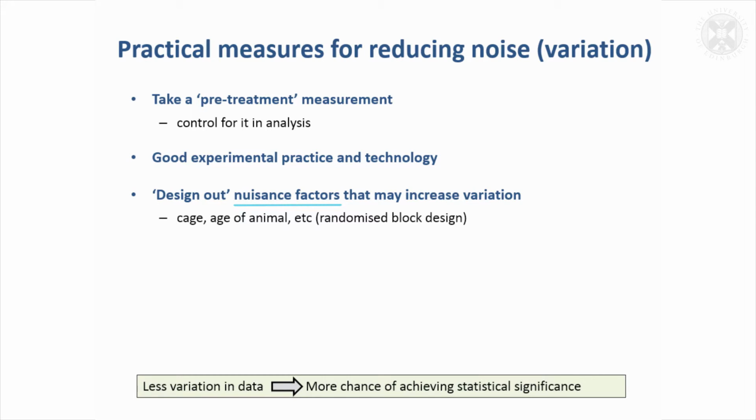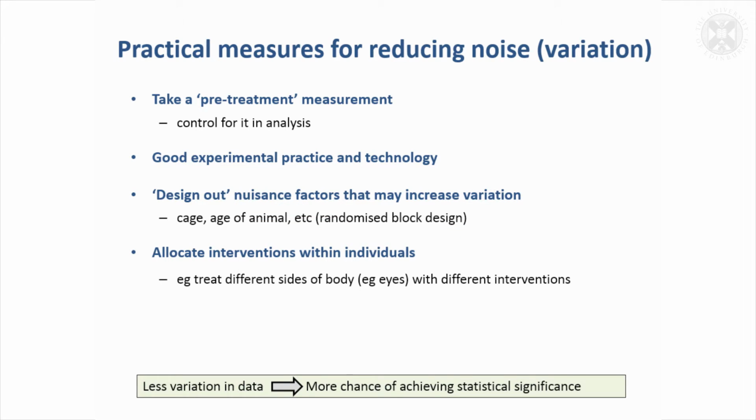Another thing is, quite often there are nuisance factors. Having animals in different cages, then you're not really interested in the cage, but it's a nuisance factor that can cause variability, and it's sometimes possible to design that out by using something that we'll look at a bit later called a randomized block design. Another example might be if you've got animals of different ages, that's going to influence the result, and you want to make sure they're evenly distributed between your groups.